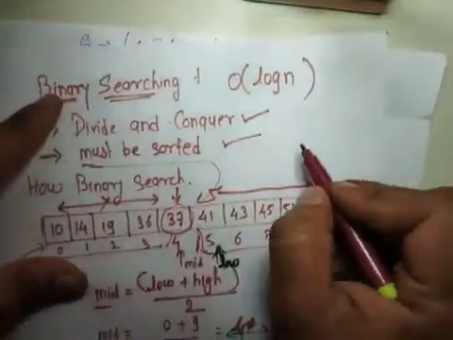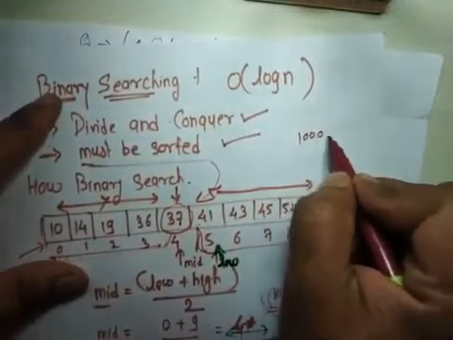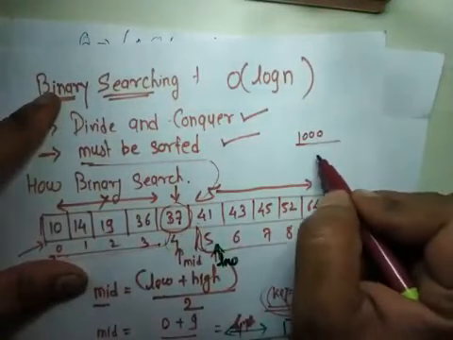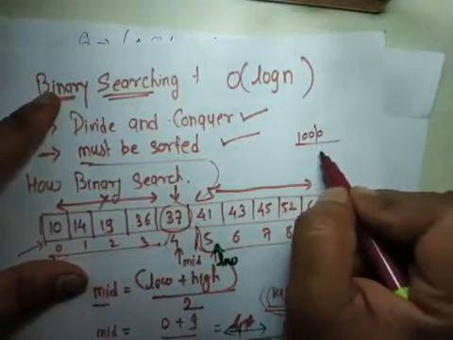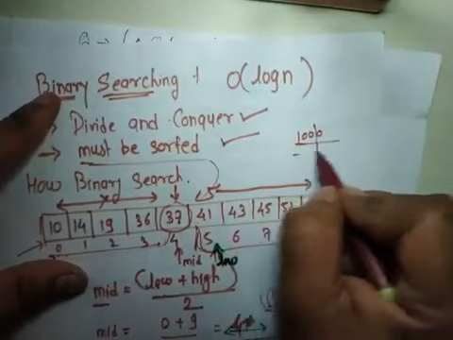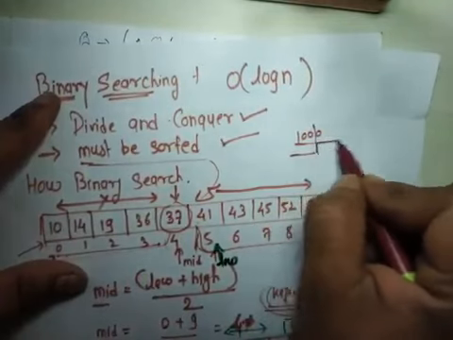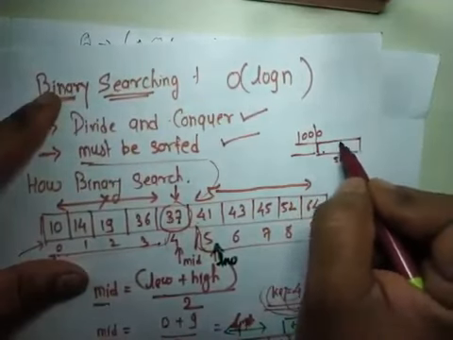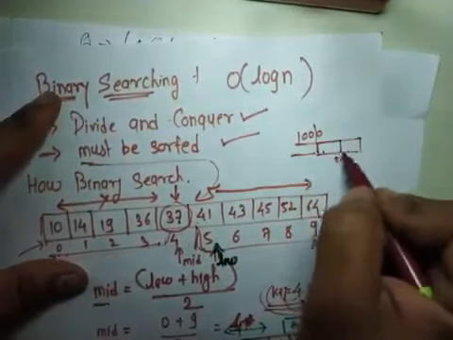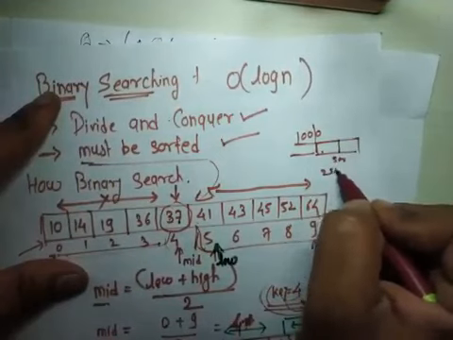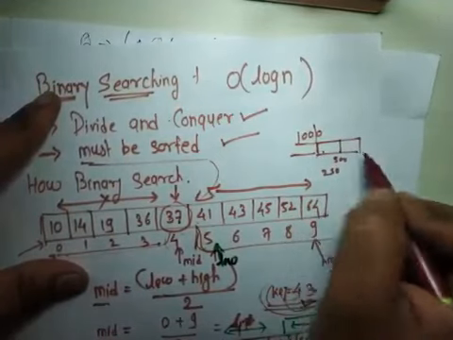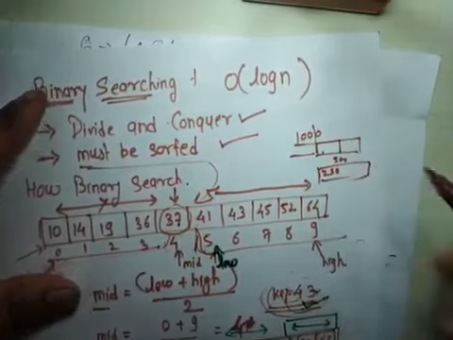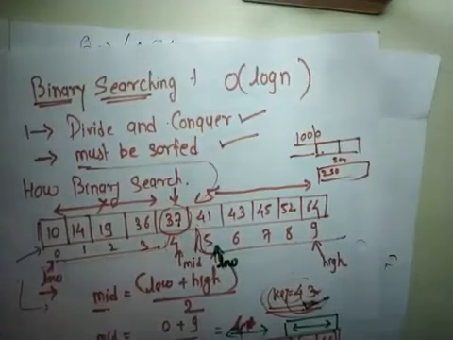Just imagine if you have 1000 elements in your array, and we are going to use binary search logic. In the first iteration it will reduce by 50%, meaning we need to search only in a half part, meaning 500 elements, remaining 500. Again in the next iteration it will be reduced, half of this 500. So we need to search in 250 elements only. So in this way binary search will work.